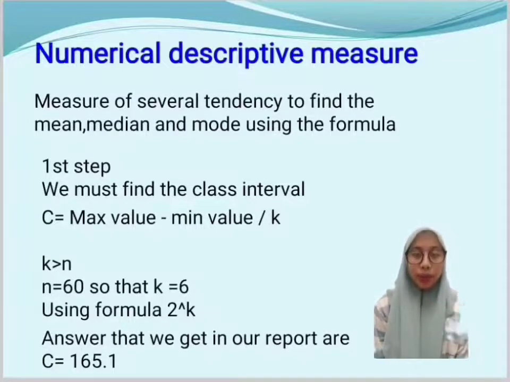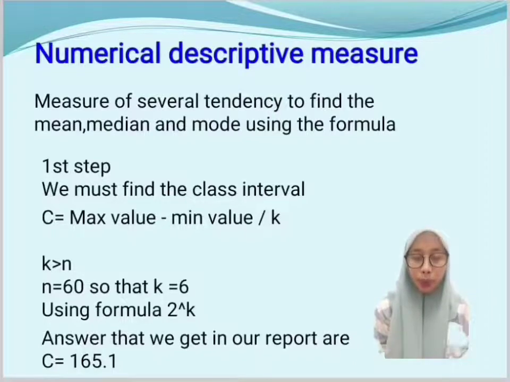Numerical descriptive measures. Measures of central tendency to find the mean, median, and mode using the formula. But the first step, we need to find the class interval. The formula for the class interval is maximum value minus minimum value divided by k. So we get n is 60 and k needs to be bigger than n, so we estimate that k is 6. So the answer we get in our report is 165.1.